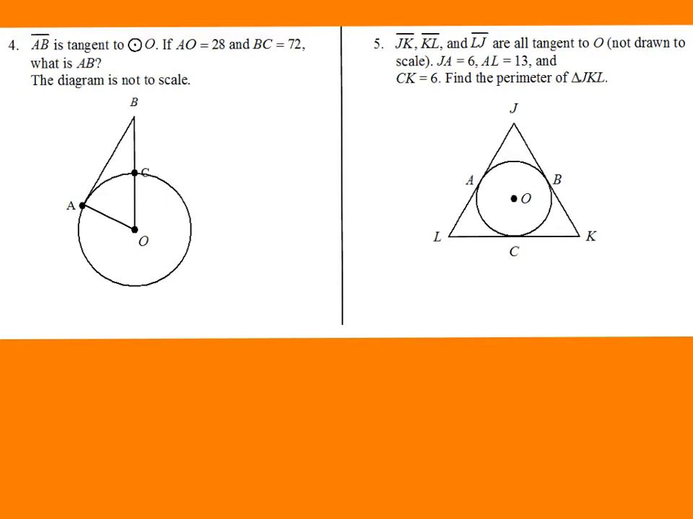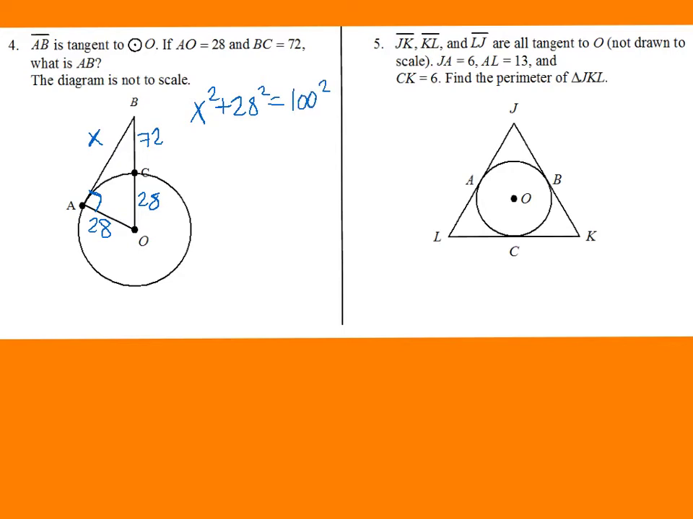Number 4, it says that AB is tangent to circle O. Alright, and we see that we have a radius right here, so we know that at this A, it says BC is 72, and what we want to find out is AB, so we'll call that x. Well, we have a right triangle, so we can use the Pythagorean theorem. We can say this side squared, so x squared, plus the other leg squared, so 28 squared, is equal to our hypotenuse squared. And our hypotenuse is this whole length here, so 72 plus 28 gives us 100 squared.